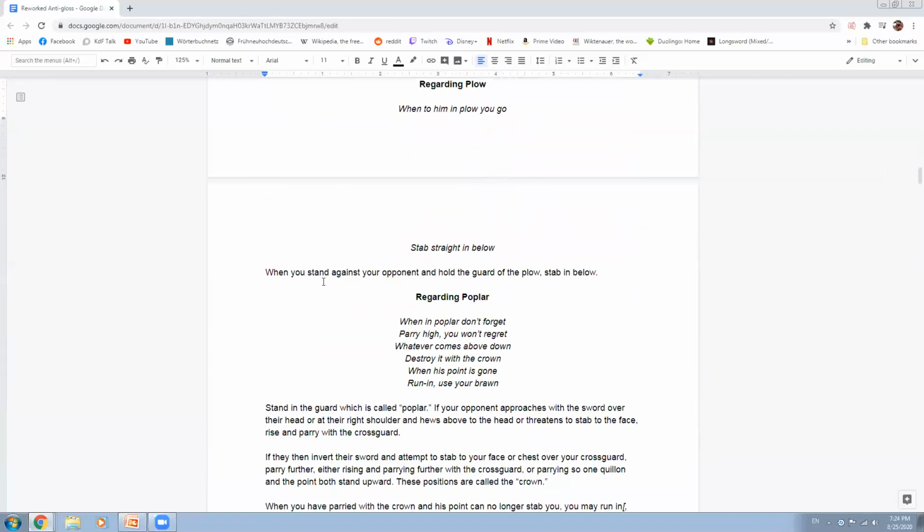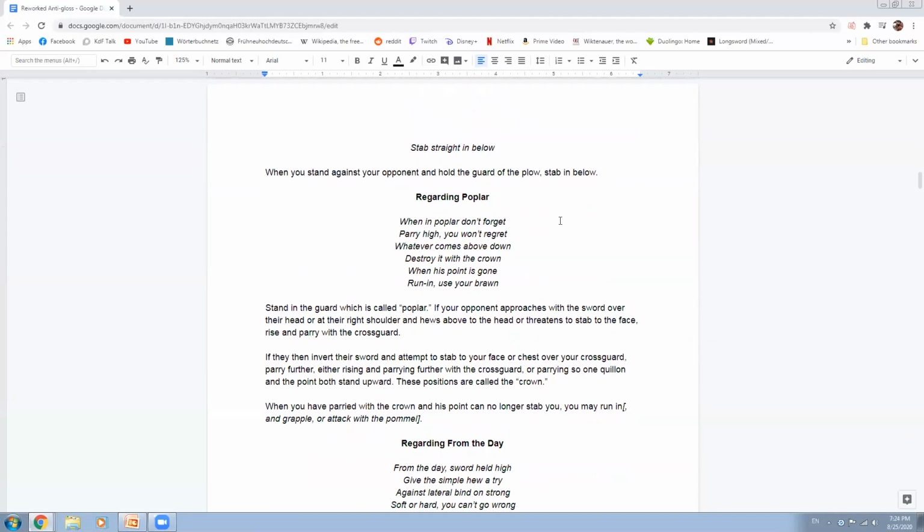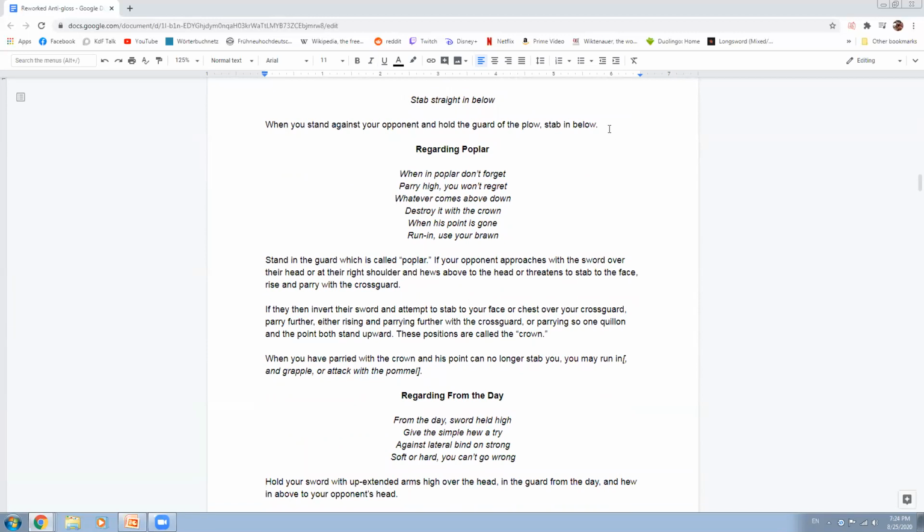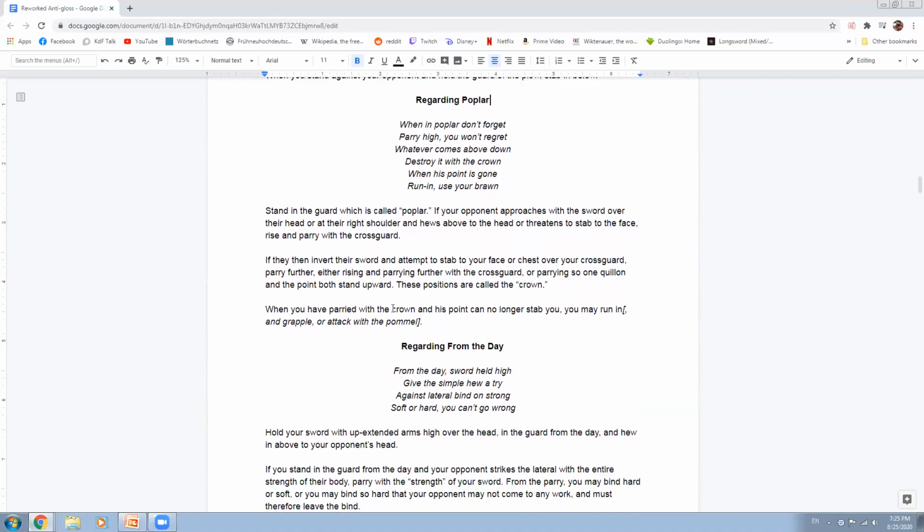All right, so Plow: stab them below. Yeah, that's the only thing the gloss says the Plow does, is stab the person below. So that's what we do. So Poplar is Alber. I decided to just go with the popular translation for this because I can, and because it's also correct.